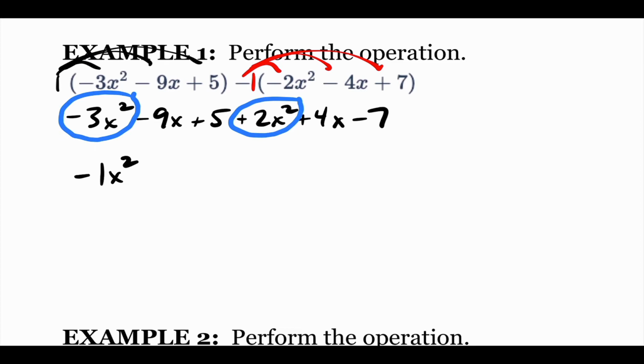Then they're not like terms. Yeah, if they don't have the same power, they're not like terms. Like these two guys right here, -3x squared and -9x. Those are close, but they're not like terms. So I can't do anything with those guys. Okay, so next one.